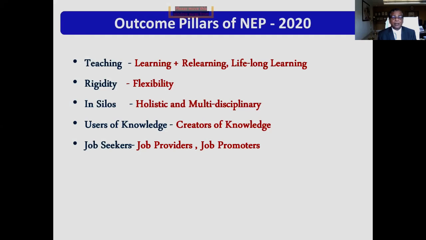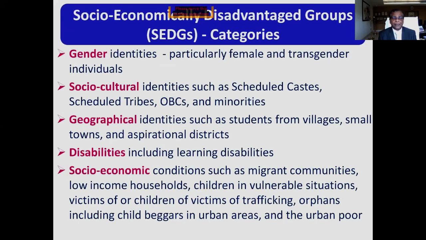Now the question is how we are going to introduce this multidisciplinary, especially when you talk about various aspects like having one multidisciplinary institute in every district, how we are going to have the faculty, how we are going to have the things which are going to be suitable for that particular place of that particular state. So now we are in the position of socio-economically disadvantaged groups, categories, where the NEP is very particular to take care of in terms of gender identities. Then socio-cultural identities, to give importance for scheduled caste, scheduled tribe, OBC, then geographical identities, then giving importance for the disabilities, then socio-economic conditions. So all these things, the policy is telling.